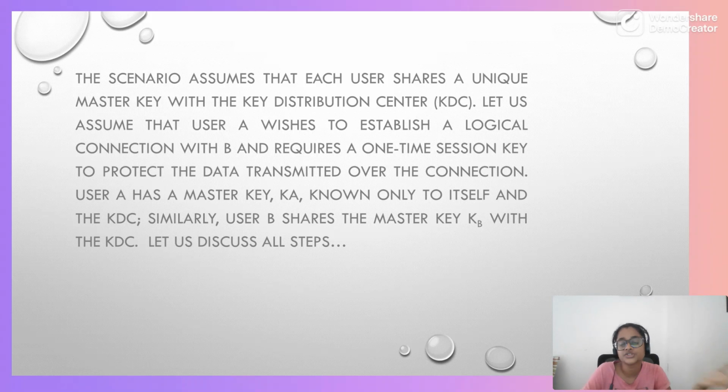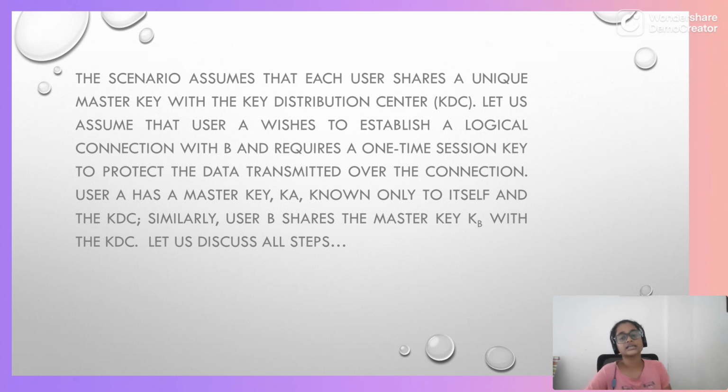The scenario assumes that each user shares a unique master key with the key distribution center. So let us assume that user A wishes to establish a logical connection with user B and requires a one-time session key to protect the data transmitted over the connection. So user A has a master key, say KA, known only to himself and the key distribution center. And similarly, the same is the case for user B. User B shares the master key KB with the KDC.